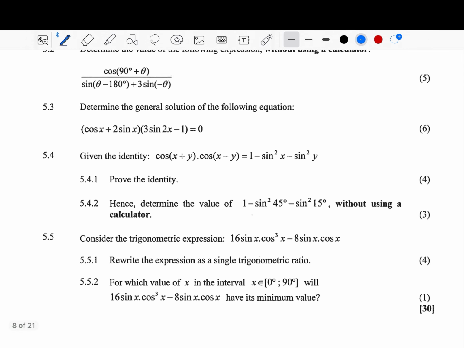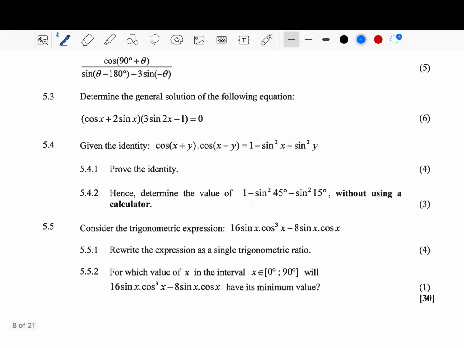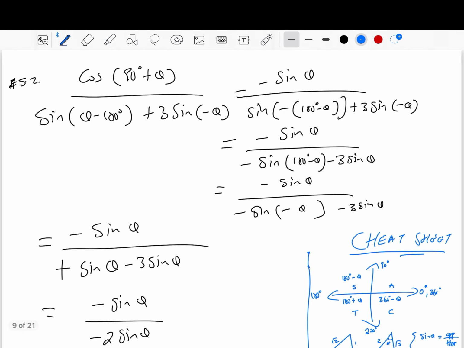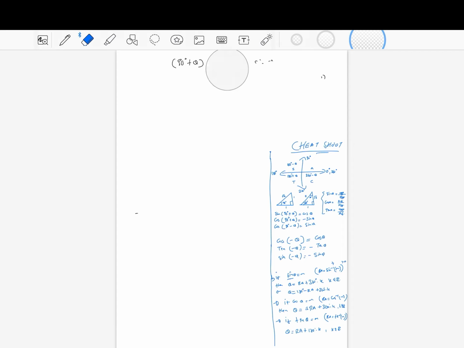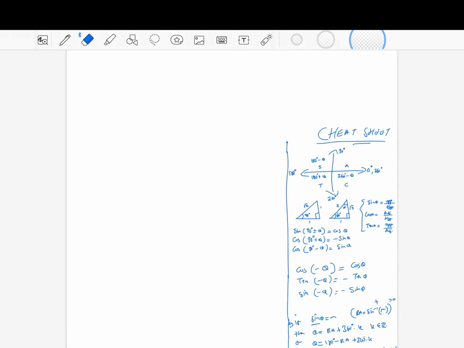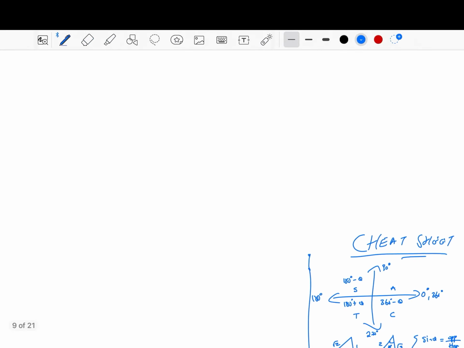With that knowledge, we now need to jump to 5.3. Determine the general solution of the following equation. Now we're excited because we are equipped. We know what we need to do. We're expecting certain things and we're expecting certain behavior. And we have a cheat sheet, so we're good. Nothing to worry about, and you've got me as well, so we're in good hands.